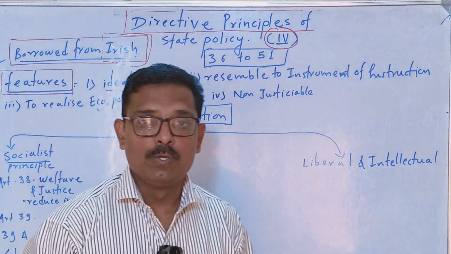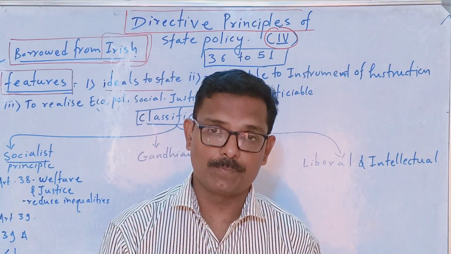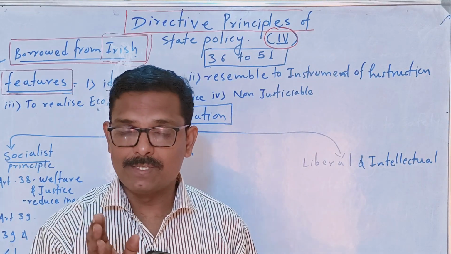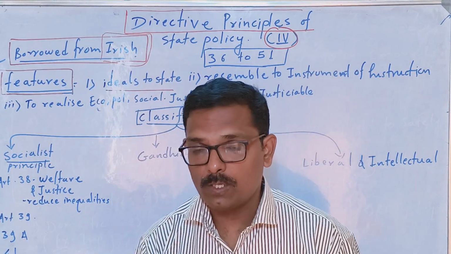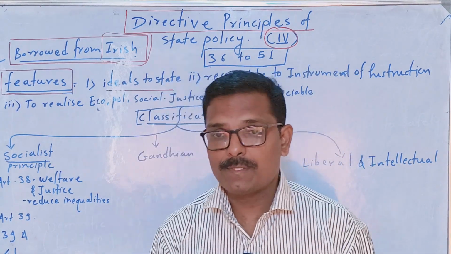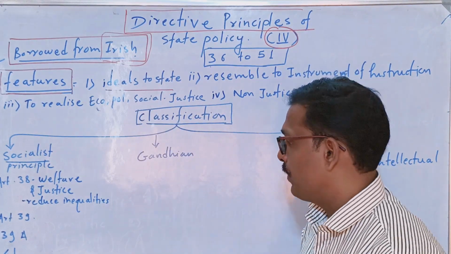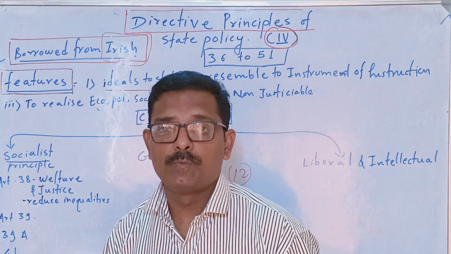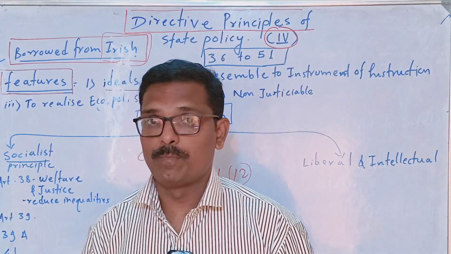Ideals of the state. For common people in the Constitution, we have the duties inserted in Article 51A by the 42nd Amendment, 1976. As a common person, we have duties, what to do, how to behave. The same sort of duties are also mentioned for the state. The definition of the state can be found in Article 12 in Part 3 of the Constitution. State means, in other words, government.